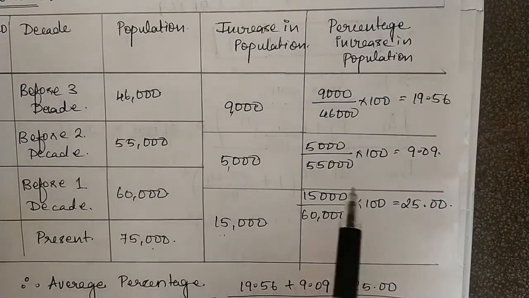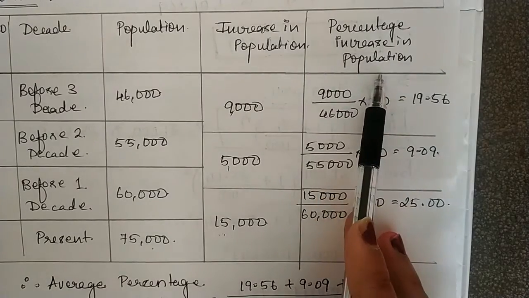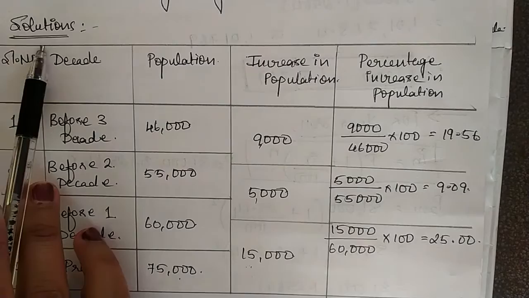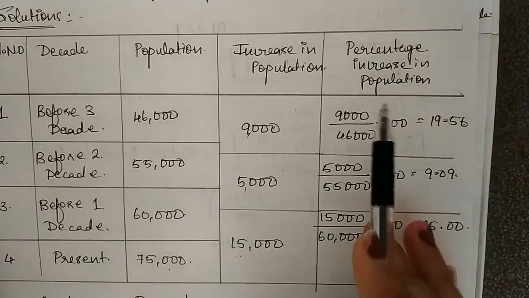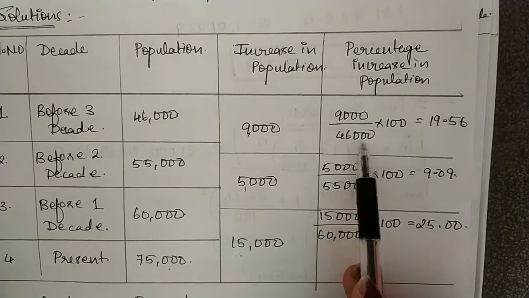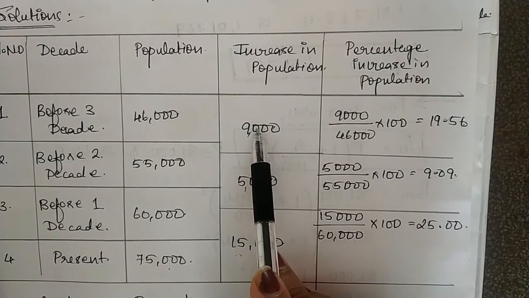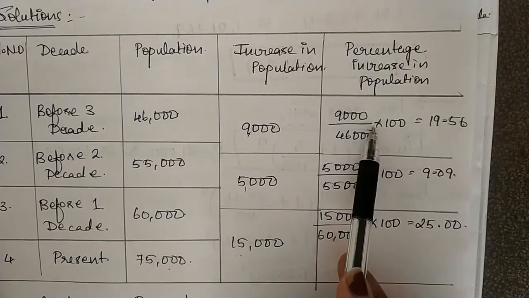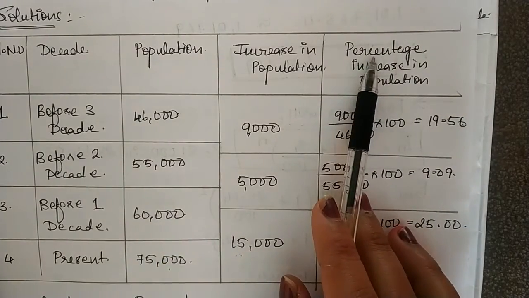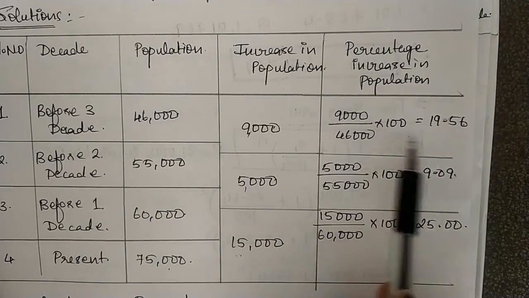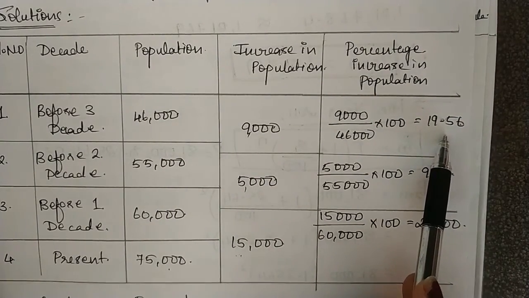Next column I will make, that is percentage increase in population. So now we are doing the solution part. How will you get percentage increase in population? Whatever increase in population you have got for the first term, divide that by your main population and multiply by 100, because it is a percentage value here. Clear? So 9,000 divided by 46,000 into 100, we get 19.56%.